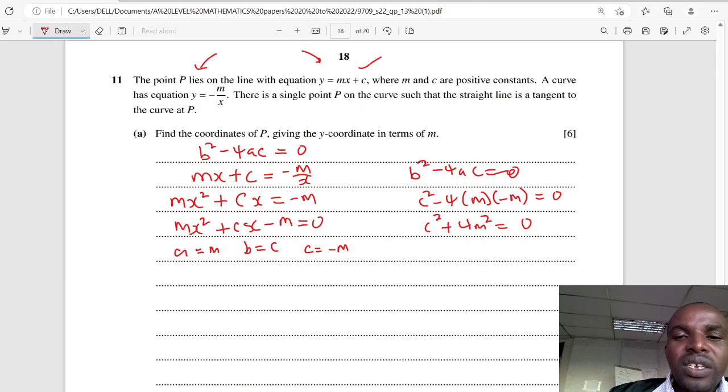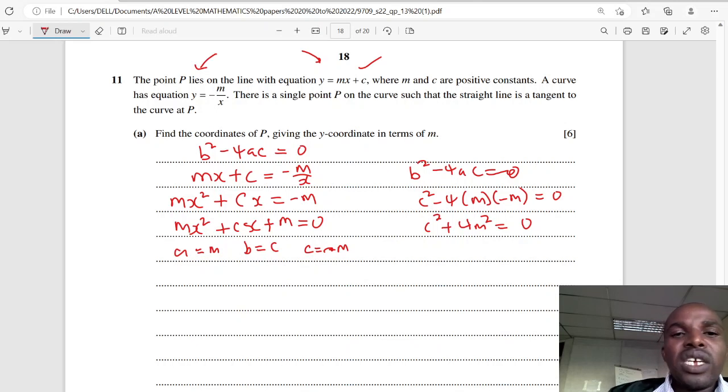So you can say here, let me check on this part. mx + c = -m/x. Then -m, you can take it to this side. Then it will be, that's where the problem is. It's +m. Then this one is supposed to be +m. Yeah, because it's coming out negative. The square root of a negative number, there's nothing like that.